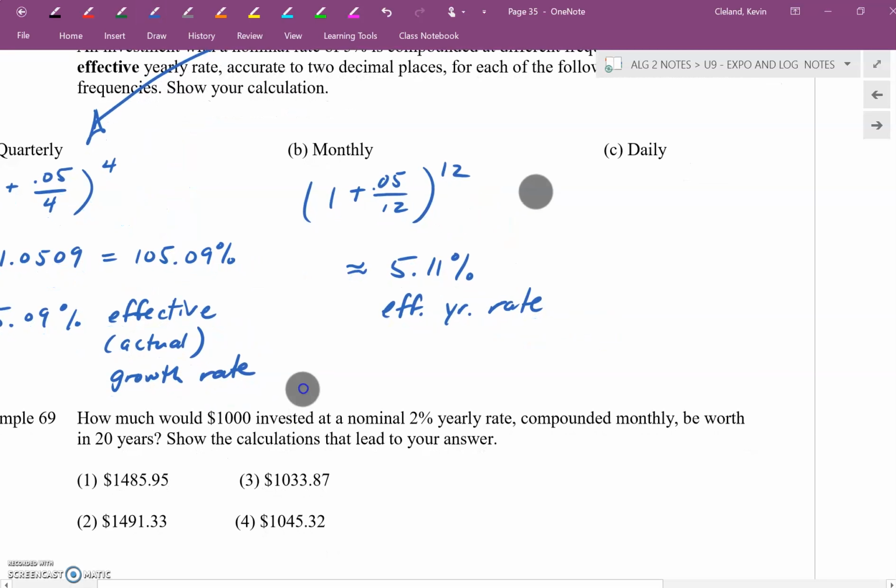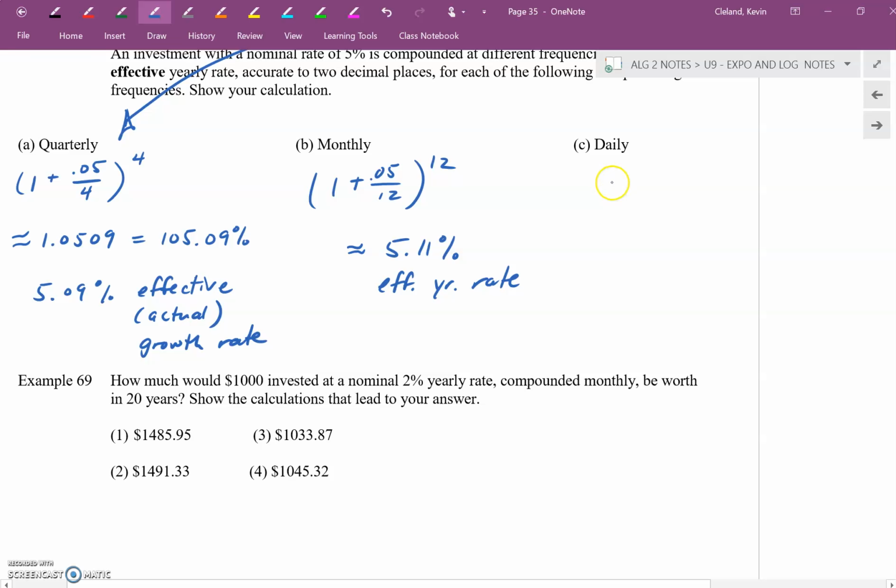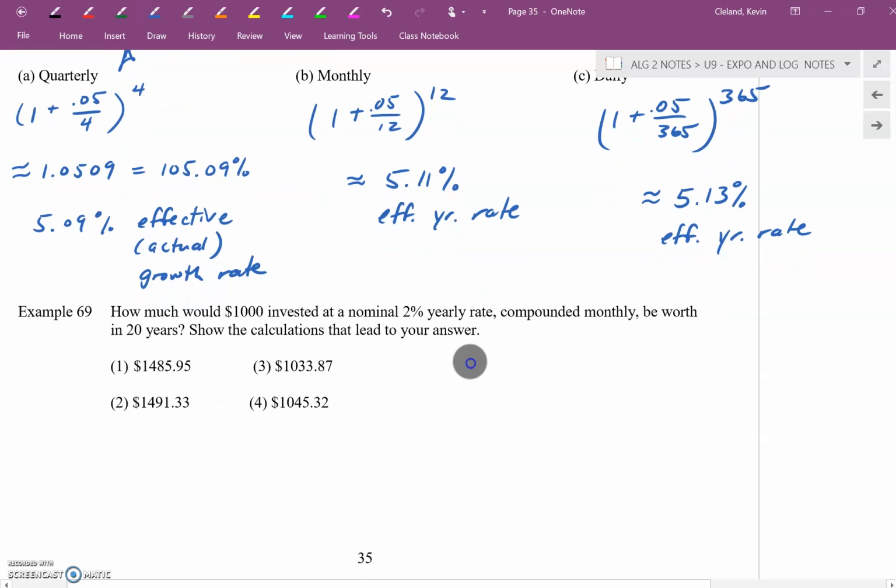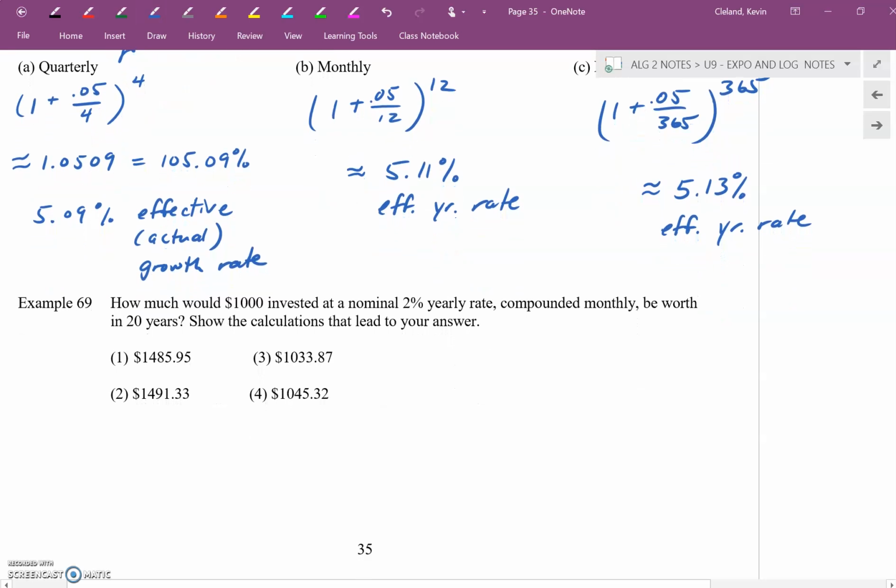And then lastly, daily. 365 days in a year, roughly. If we want to get into it, closer to 365 and a quarter, hence leap years. But this gets us approximately a 5.13% effective yearly rate. So again, the more times you can compound, the better.